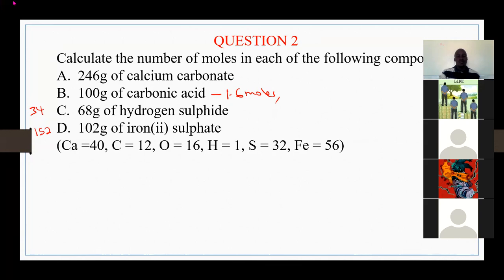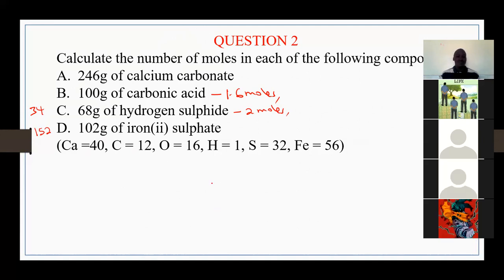Sir, do you know number C? You can just guess. 32 times, because 68 is a multiple of 34. So what do you think is the answer? 2 moles. Are you sure you guessed it? I guessed it. No, you didn't guess. I was using logic. Yeah, but logic is not guessing.